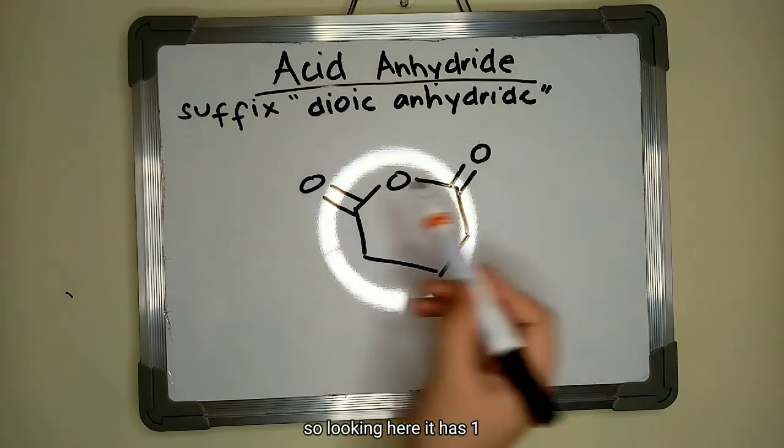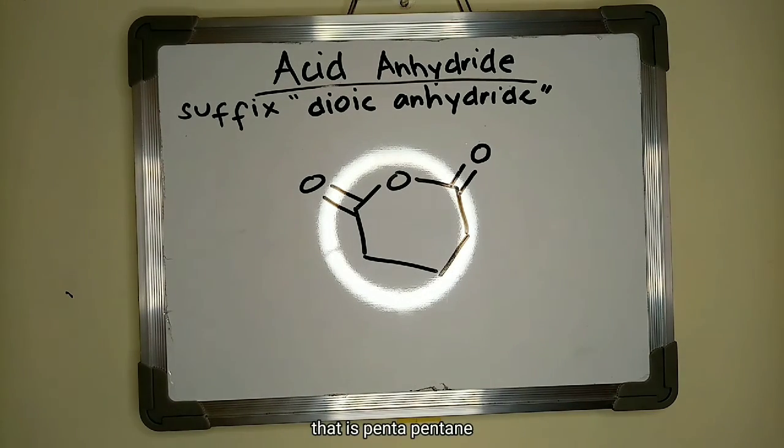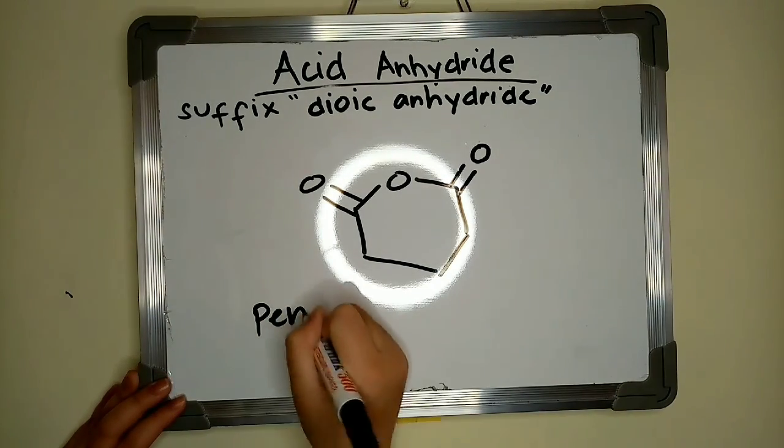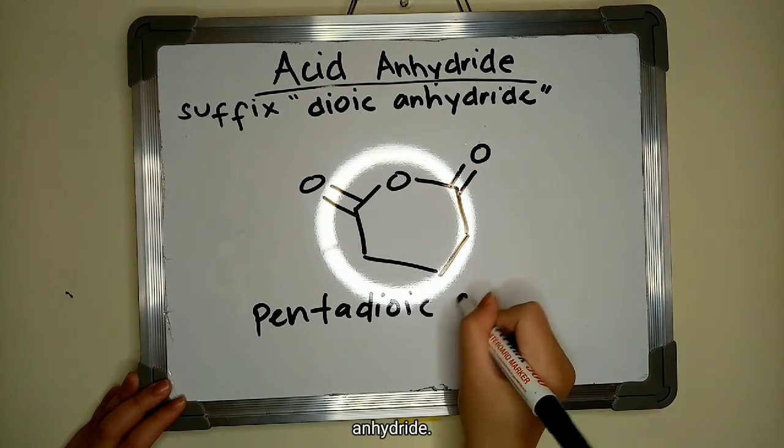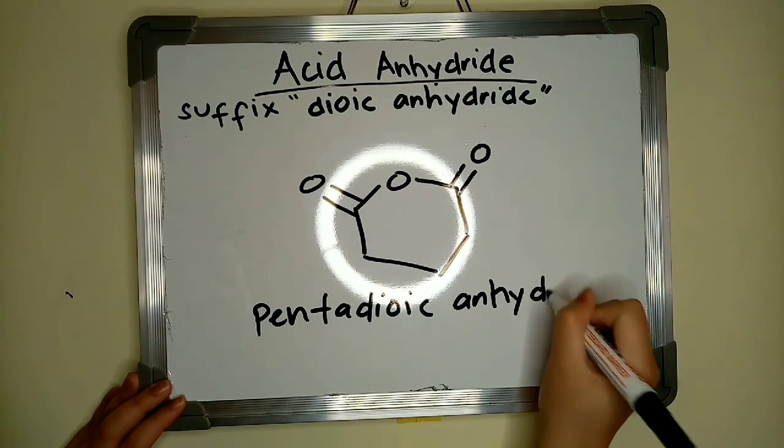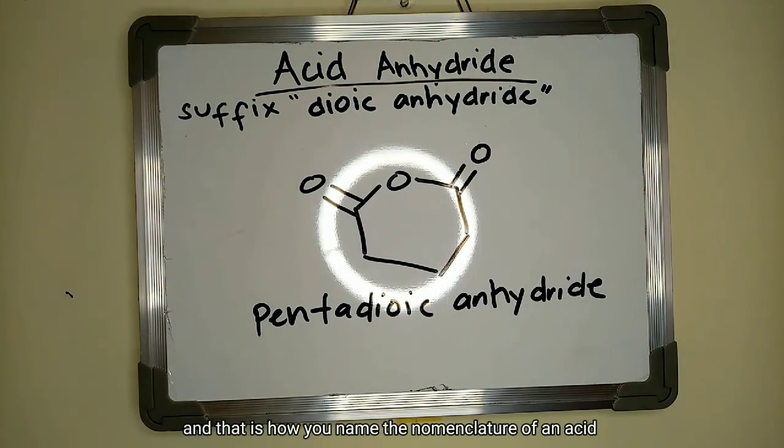So looking at here, it has 1, 2, 3, 4, 5 carbons. That is pentane. And we only need to remove the suffix ane and add dioic anhydride. So this structure right here is called pentanedioic anhydride. And that is how you name the nomenclature of an acid anhydride.